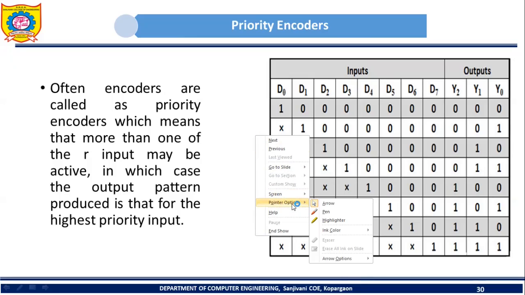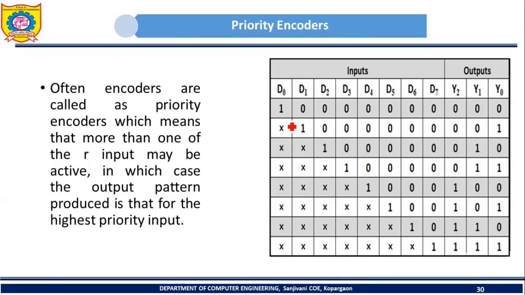Now let's assume that here D0 is 1 as well. So what will happen here? In this truth table, two inputs, D0 and D1, are 1, 1. So in this case, what will be the output? As this is a priority encoder, D1 has more priority than D0. So priority encoder will neglect this 1. Priority encoder will produce 0, 0, 1, which is equivalent to D1.